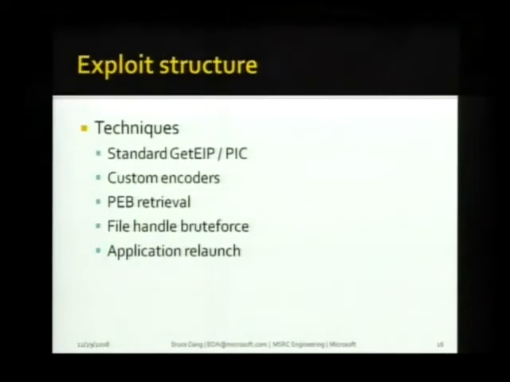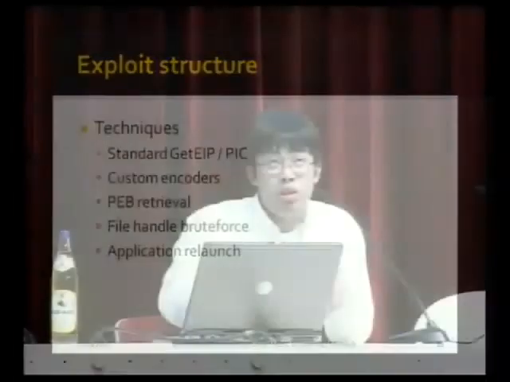And then the last two characteristics are fairly unique. One is file handle brute force and application relaunch. File handle brute force, I'll explain next. Application relaunch is what happens when they call exit process on the exploited process, and then they call winexec to reopen it, and that's what you saw when I double clicked on it. You saw it popped up and then exit and then reopen again. That's the application relaunch.